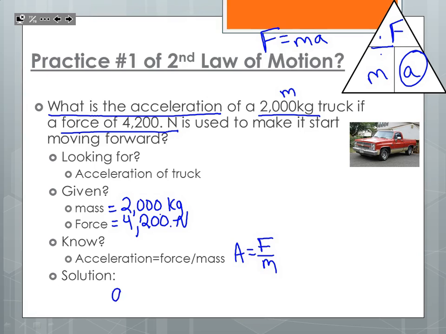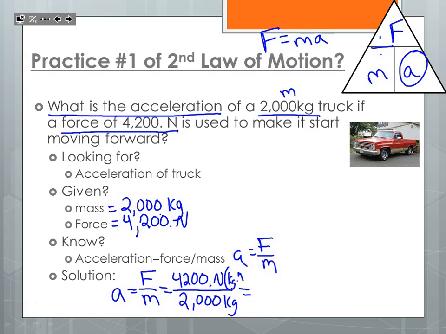So if I'm going to look for acceleration, I don't know why I did big A. I apologize, because it's not area that we're looking for. It's acceleration that we're looking for. And so my force goes on top. It is 4,200 newtons divided by my mass on bottom, which is 2,000 kilograms. Remember, our newtons are kilograms times meters per second squared, which our kilograms are going to cancel off.